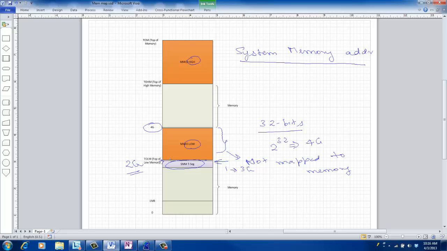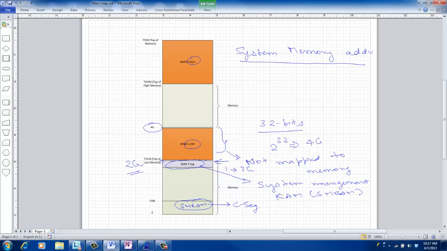Just below TOLM, we carve out another small range of memory, somewhere between 8 to 32 megabytes in size, for system management RAM or SMRAM. So this area here is called system management RAM, also known as SMRAM. It's also called TSEG, I'm showing TSEG here, to distinguish it from the legacy SMRAM below 1 meg, which was called CSEG. So in the old days, there was also an SMRAM space somewhere here. To distinguish this SMRAM space from the legacy SMRAM space, we call this TSEG, and the old one is called CSEG. Both are system management RAM spaces.